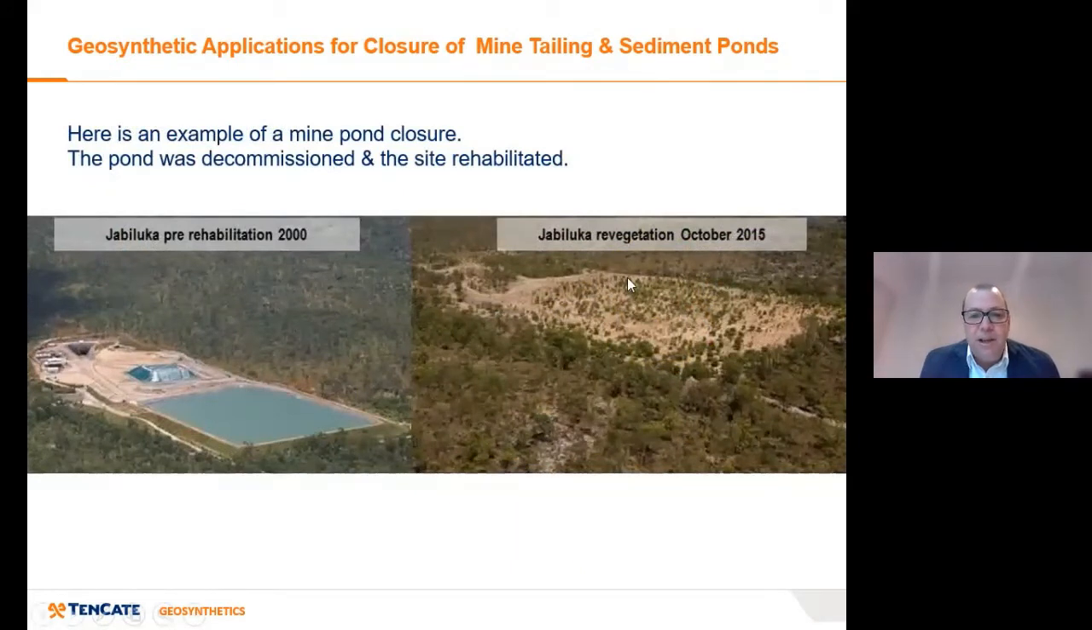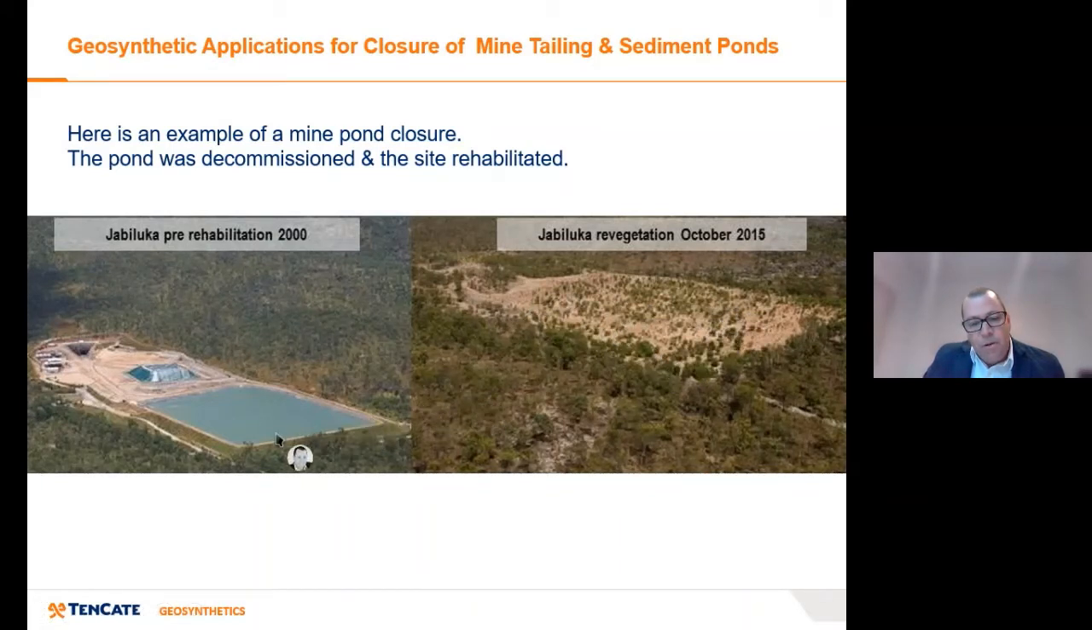And here's an example of what we'll be talking about today. So this is a mine site in the Northern Territory in Australia. On the left is what it looked like many years ago, at the turn of the century, at 2000, and you can see the pond was in action. And today, it's back to a natural landform.